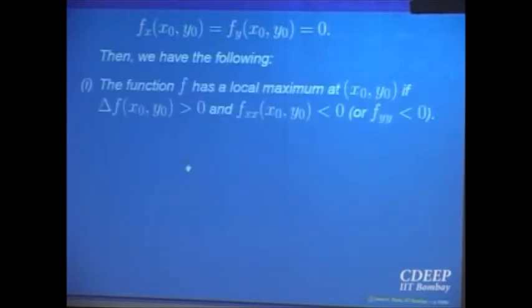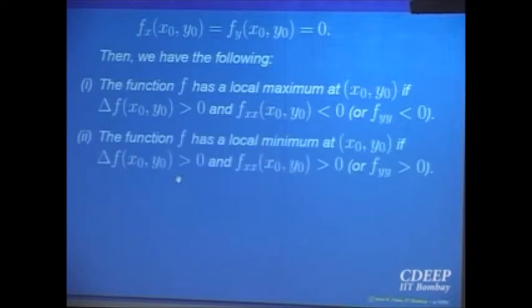So the first condition says, suppose that the discriminant is positive and the partial derivative fxx is negative. Then automatically it will imply that fyy also is negative. So either of the conditions is enough. One of them is enough. You say that the discriminant is positive, but the second order partial derivative with respect to x is negative, or with respect to y is negative, then it says that the function has a local maximum at that point. Perfectly similar to one variable, right?